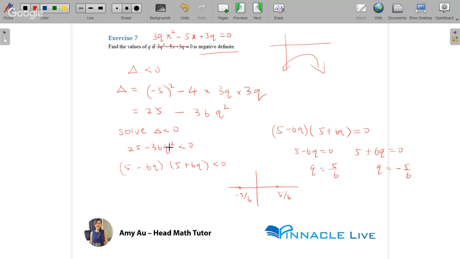And don't forget to account for concavity. So the negative number in front of the q squared means it's concave down. All right, so you want it to be less than 0. So less than 0 is, okay, let me just use yellow, this part and this part. So therefore, q has to be either less than minus 5 on 6 or greater than 5 on 6.